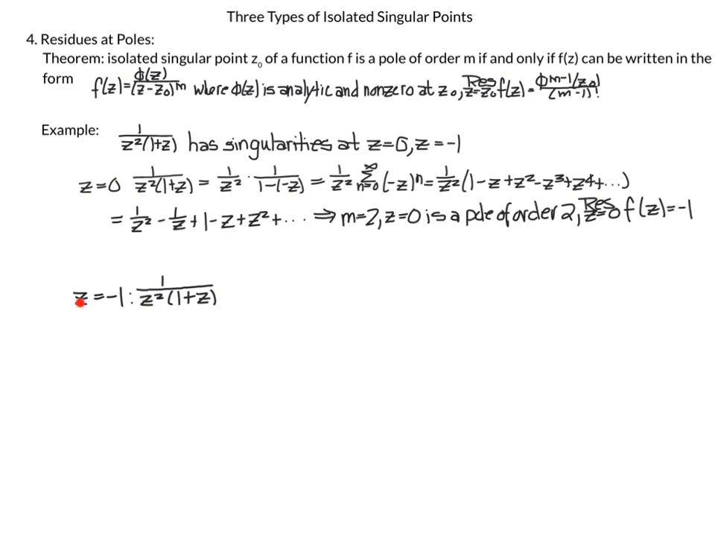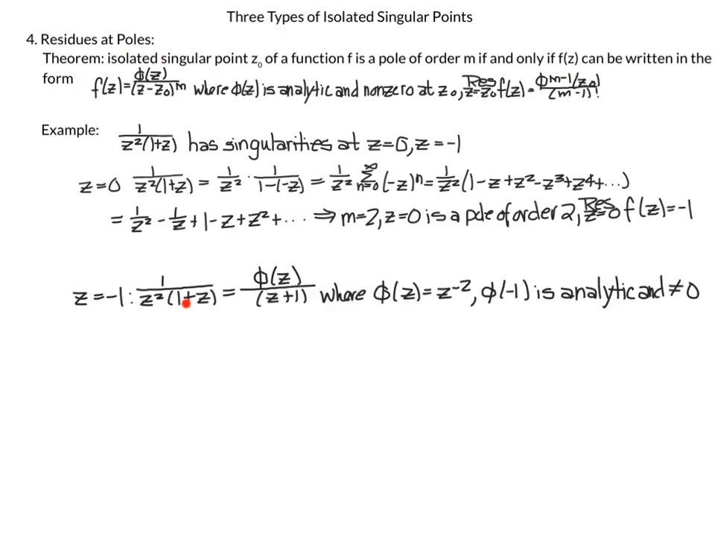But now when we look at z equals negative 1 of the function 1 over z squared times (1 plus z), this is a little more difficult to put in a Laurent series expansion centered at z equals negative 1. You can try it, but it's kind of ugly. So what we're going to do instead is use this theorem here. We start by pulling out our singularity, z minus our singularity, that is z minus negative 1, that's z plus 1.